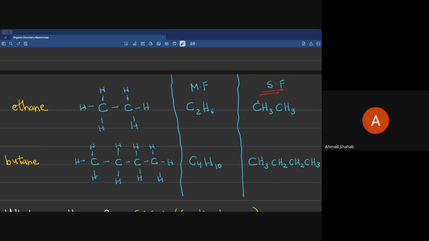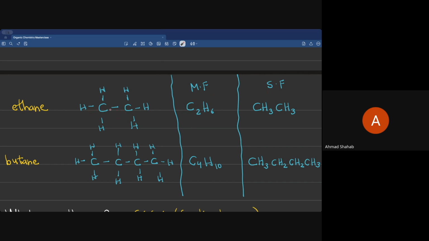Then we talked about structural formula, right? And a structural formula is basically a displayed formula condensed and written down, right? For example, a molecular formula, it shows C2H6, but it does not show which carbon has how many hydrogens, right? Their distribution is not known. So basically, in order for us to tell how the hydrogens are distributed around the carbons, we talk about structural formula. This is the first carbon and this is the second one.